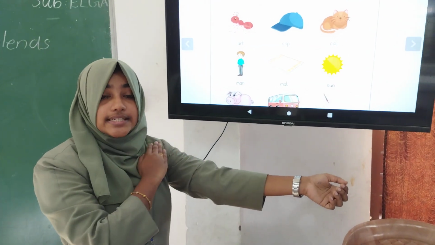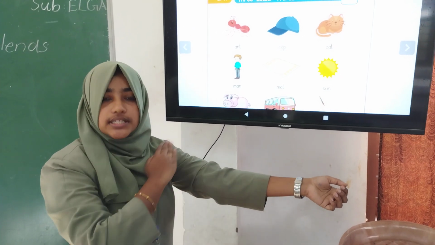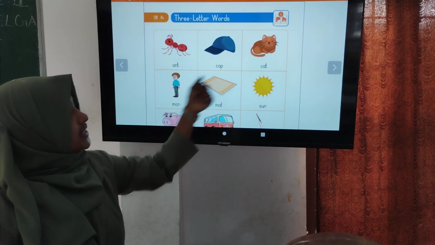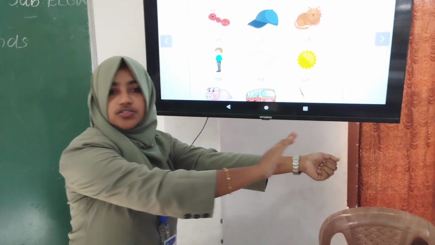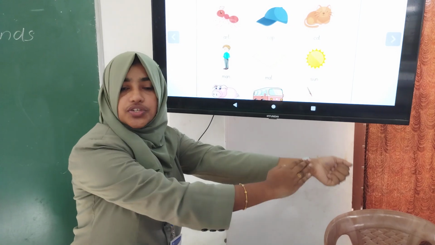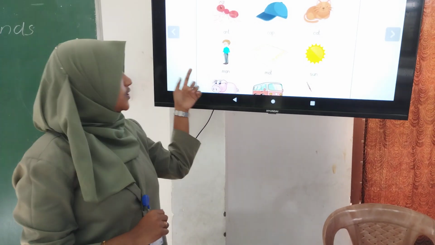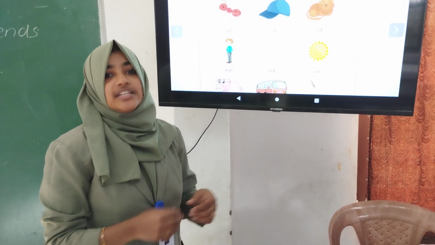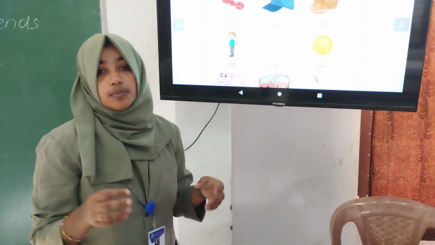K-A-P. Cap. Then the third word. K-A-T. Cat. Do you understand? Do you understand how to read the words? This is the blending method. This is the way we can read three-letter words using blends.